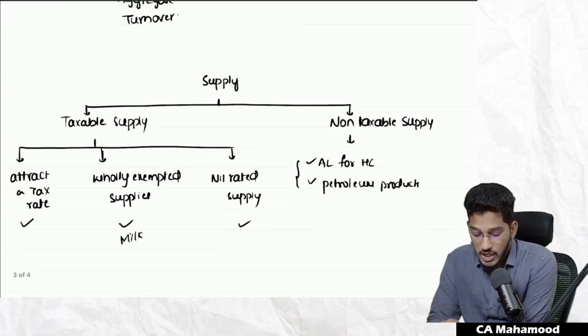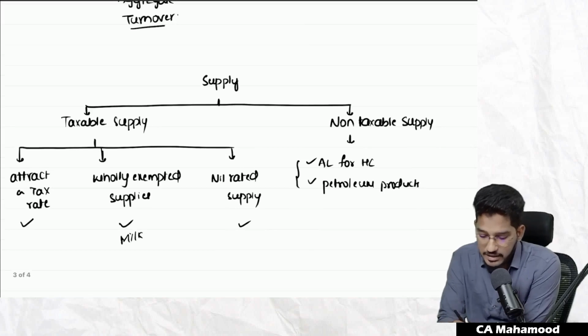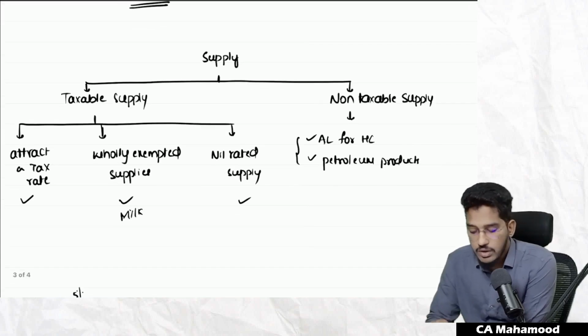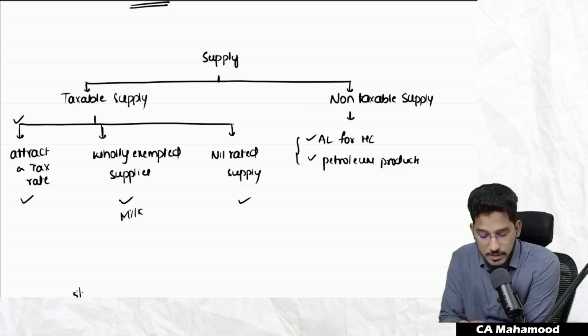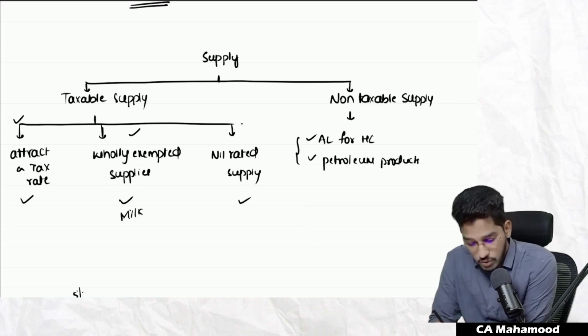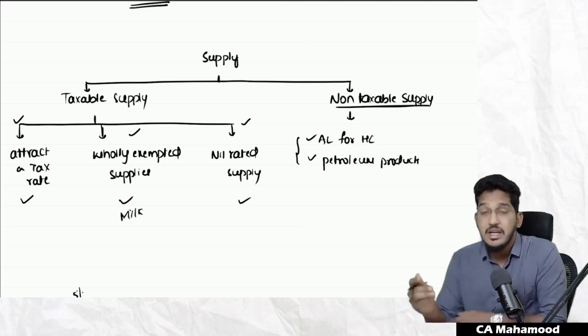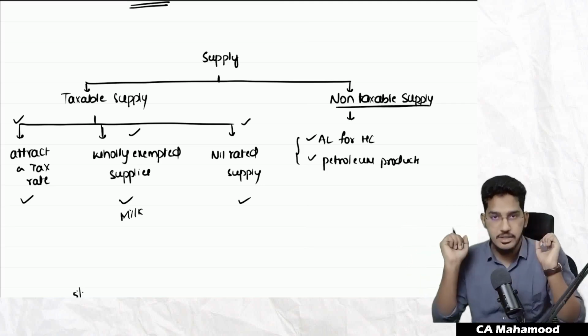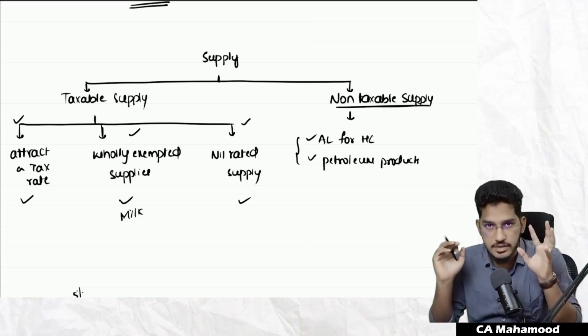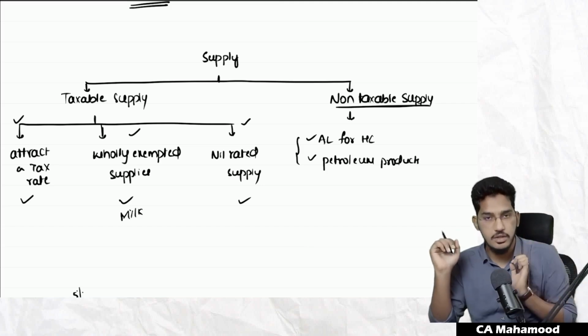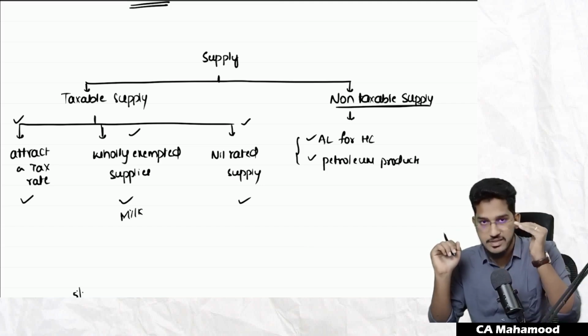Able to understand? When I say aggregate, the turnover of all these items will be included. Turnover of those supplies which attracted a tax rate, turnover of wholly exempted supplies, turnover of nil rated supplies, turnover from non-taxable supplies, everything will be considered. That is the meaning of aggregate turnover. So first we are addressing turnover. When I say turnover, what does it mean?